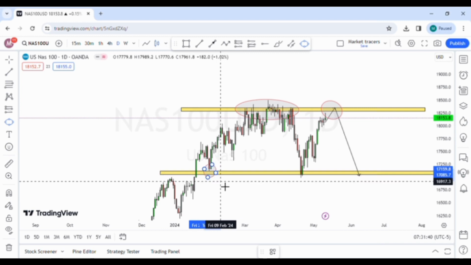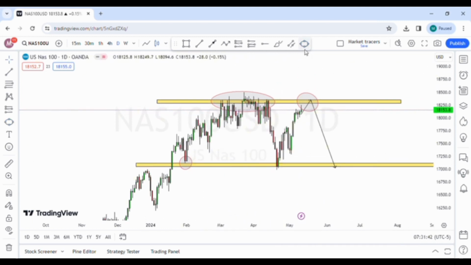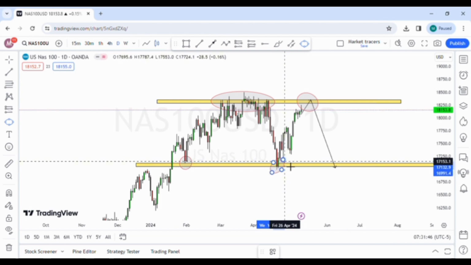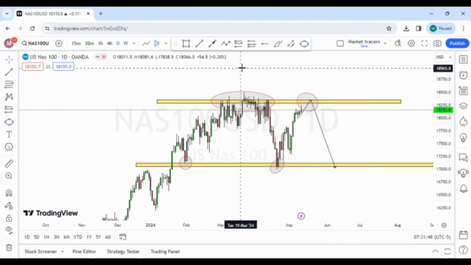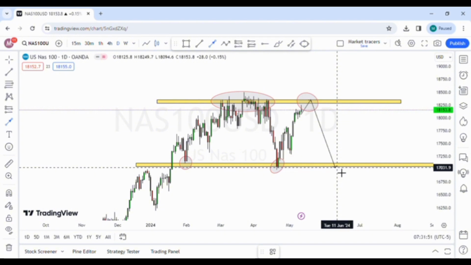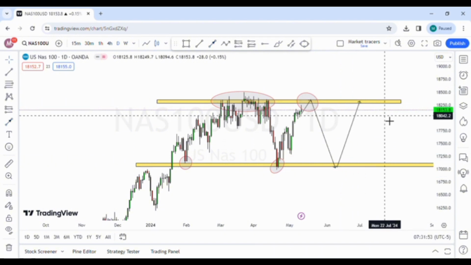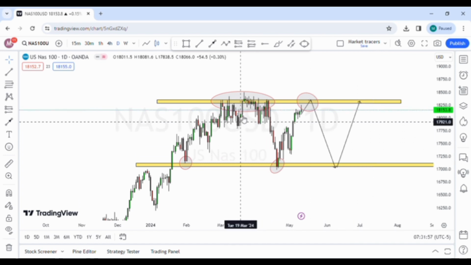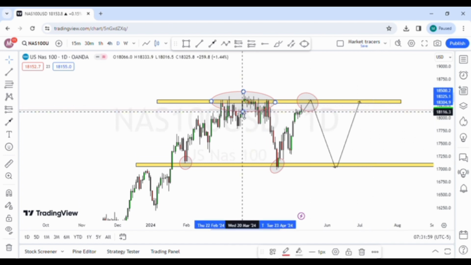As you can see on our support, these are our touches, guys. And you need to also remember, the minute the market reaches here, we'll be expecting bulls to come in and push the market to the upside. So this is a practical example of a sideways trend.